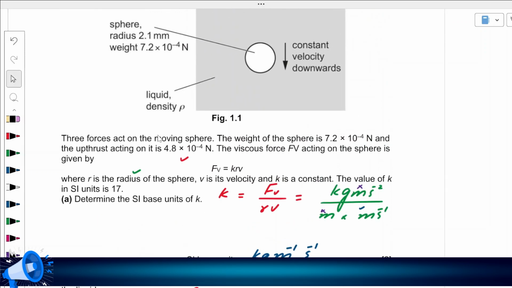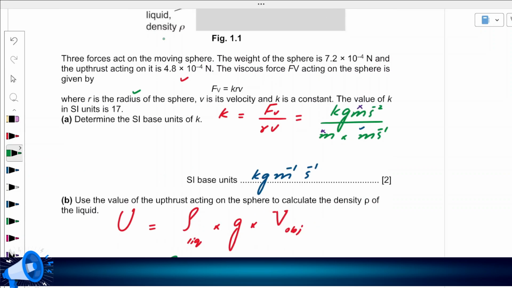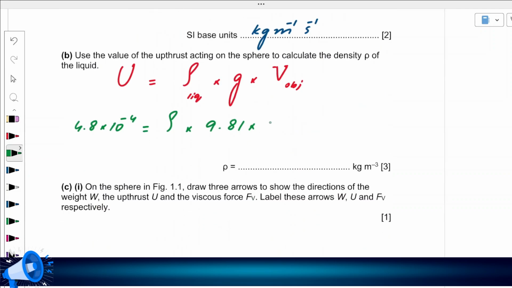Now the volume of the object. What kind of object do we have? We have a sphere. The radius of the sphere is 2.1 millimeters. We can find the volume from there. So 4 over 3 pi r cubed. Radius is 2.1 millimeters, or in meters would be 0.0021, and cube of it.